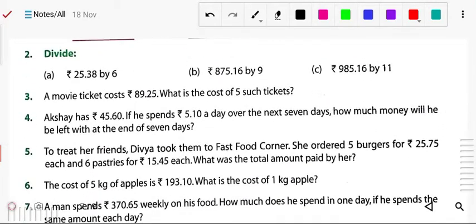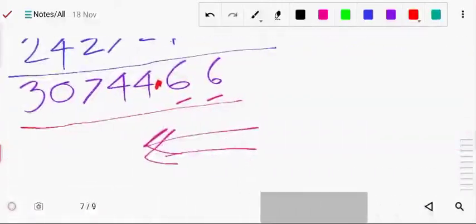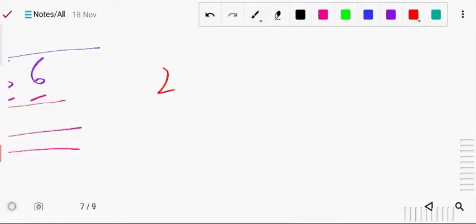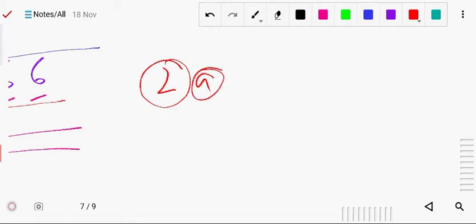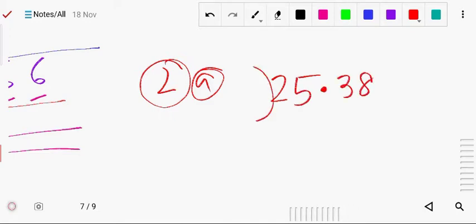Divide. Okay, number 2, we have to divide. So 25.38 by 6. Simply, first we will divide, then we will put the decimal. So question number 2a, that was rupees 25.38. First you write 25.38 and we have to divide it by 6.